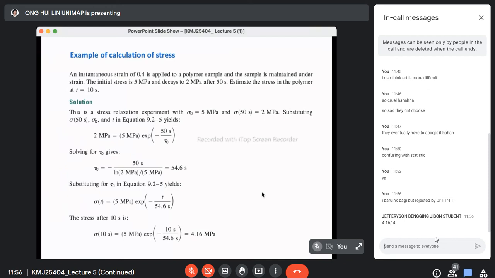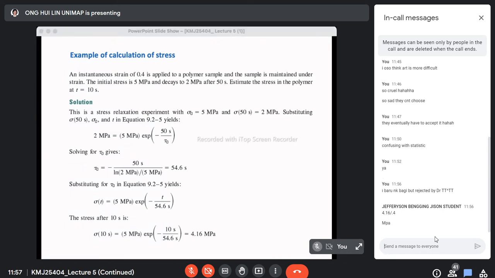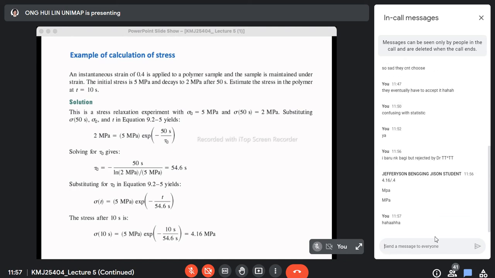Okay, 4.16 divided by 0.4, Jeff. And then the modulus should be what you need. Okay, Jeff, wrong, the P should be big capital. N, big capital, correct, good.